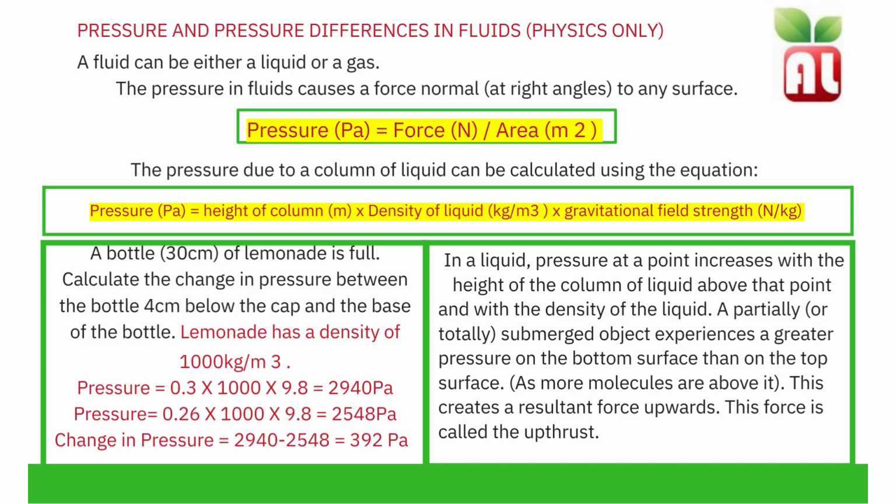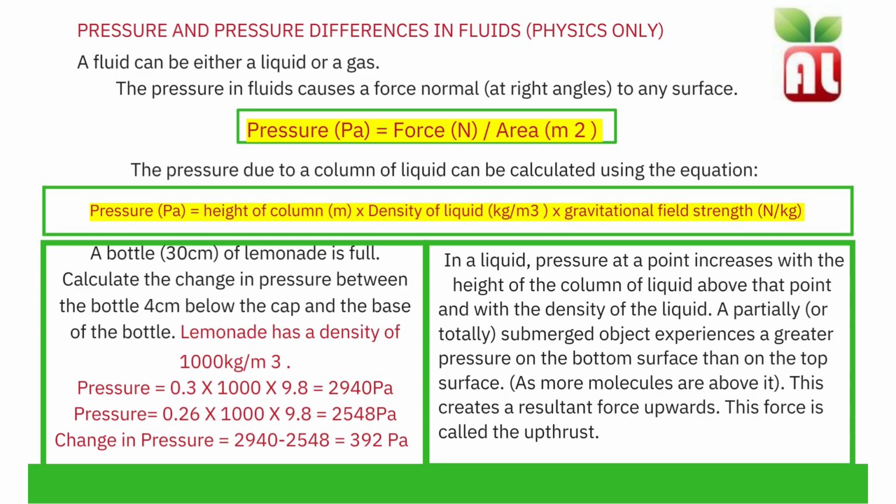Pressure and pressure differences in fluids. A fluid can either be a liquid or a gas. The pressure in fluids causes a force normal, at right angles, to any surface. This is given by the formula pressure equals force divided by area. This is not given on the physics equation sheet.